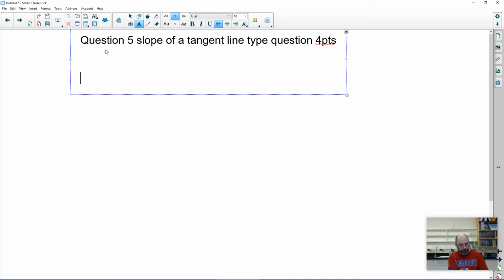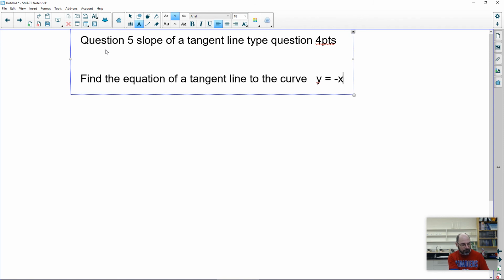So let's do an example. Find the equation of a tangent line to the curve y equals negative x cubed plus 3x squared plus x minus 2 at x equals 1.